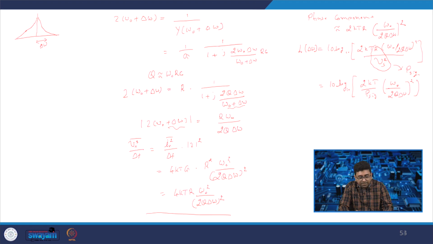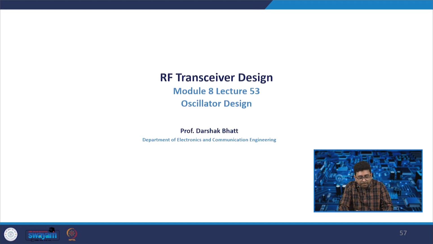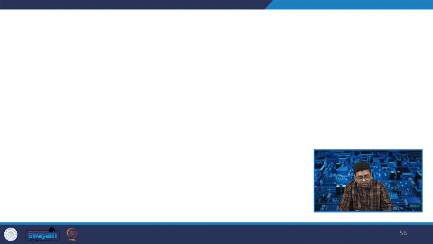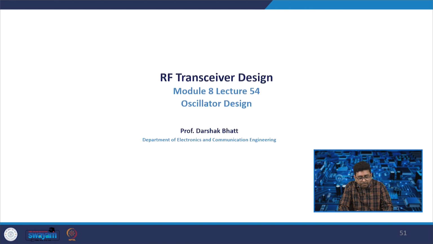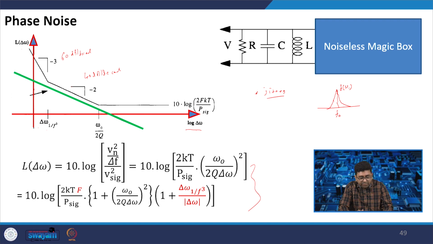So, if you see this model of phase noise, these two portions have been captured: 2kT by P signal, omega naught by 2q delta omega square. So, this third component is coming due to the flicker noise. And this is happening because of the thermal noise.